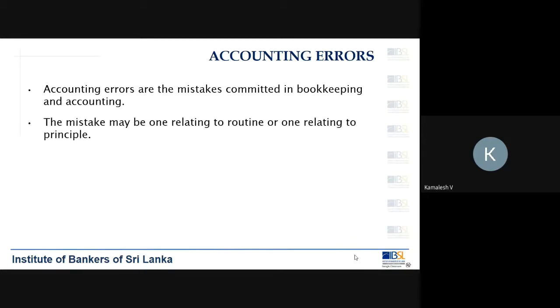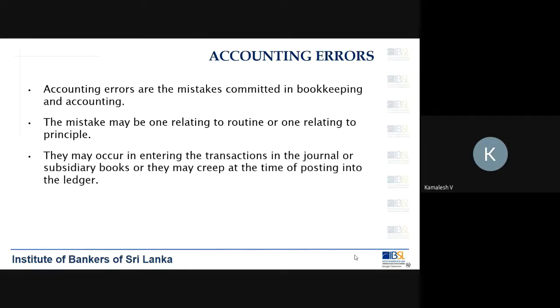The mistake may be one relating to routine or one relating to the principle. Now here the term principle is not relating to the school principal, right? You need to check the spellings. It is the concept or theory, right? There could be a theoretical or technical error, or it could be a routine error. You always make that mistake. That becomes routine, isn't it? Now, when you say routine, what do you mean by routine? You do it every day. So there is a mistake which is happening every time. That becomes a routine mistake.